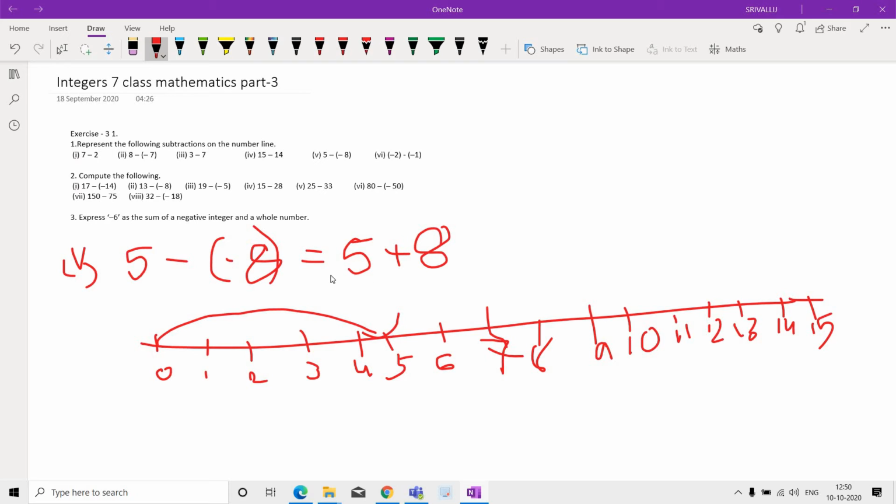If we add 8 plus 5, we will get 13. 1, 2, 3, 4, 5, 6, 7, 8. I am jumping from 5, 8 numbers forward. So plus 8 plus 5, we are getting 13.